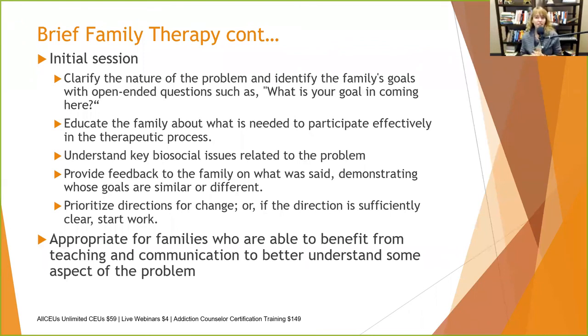Provide feedback to the family on what was said, demonstrating whose goals are similar or different. So after we do that assessment, we want to draw it all together and say, okay, this is what I heard. When they hear it coming back, they may be like, oh, you're right, I heard that too. And prioritize directions for change, or if the direction is sufficiently clear already, get to work.